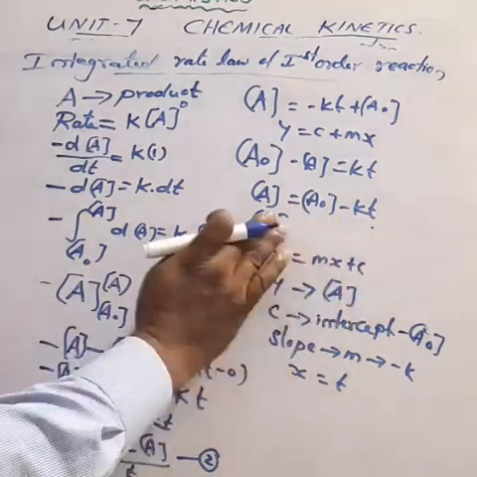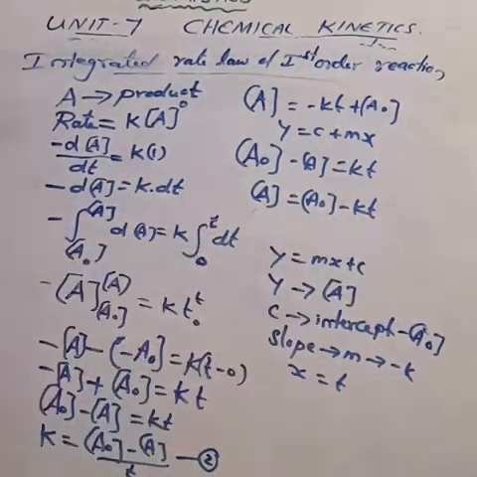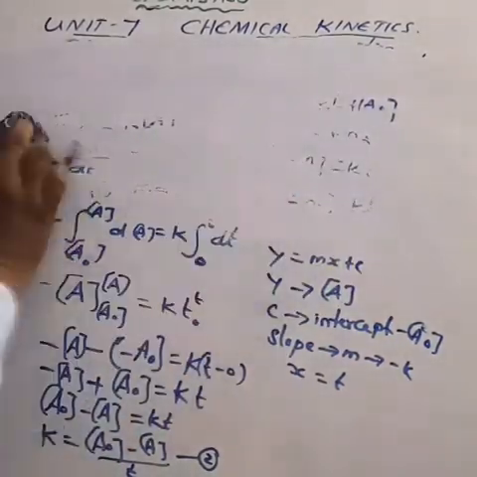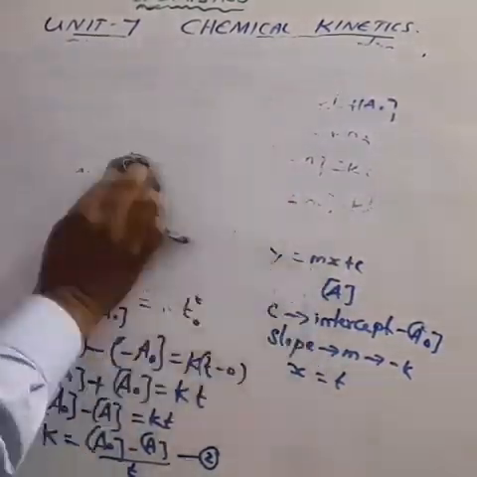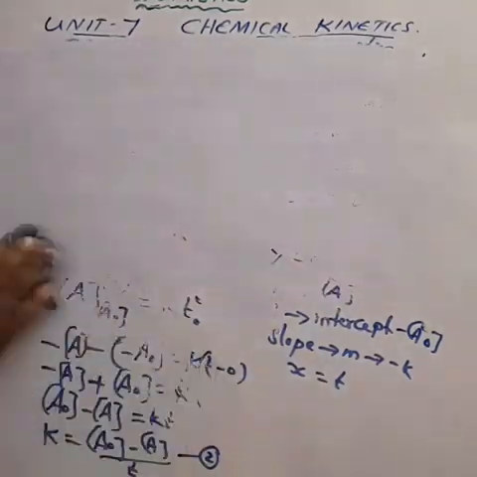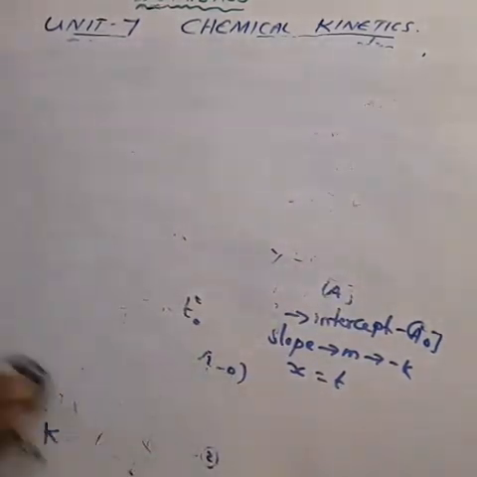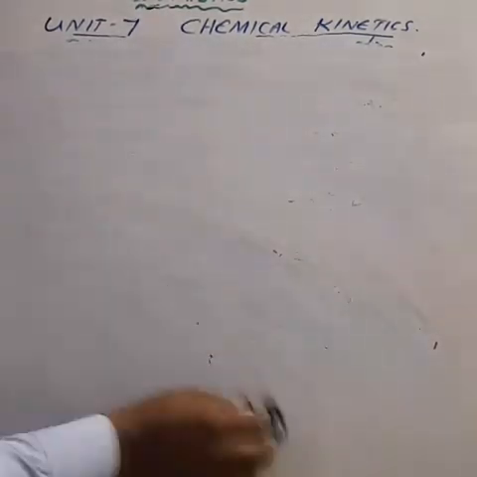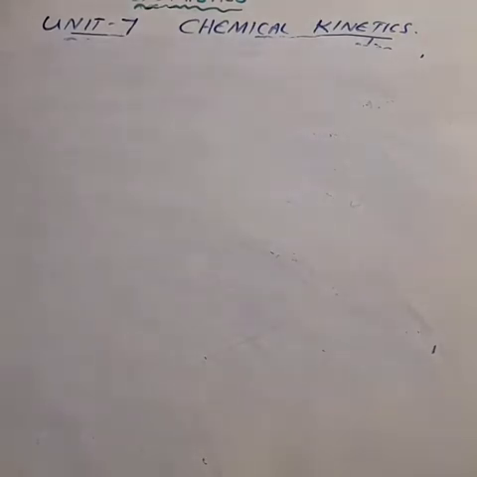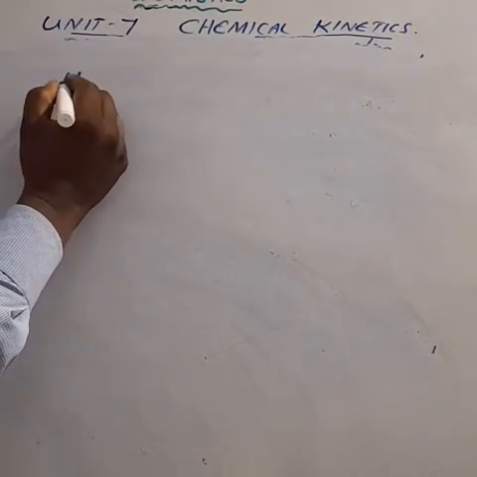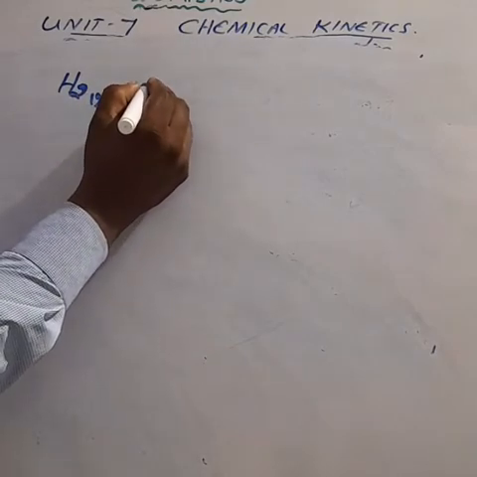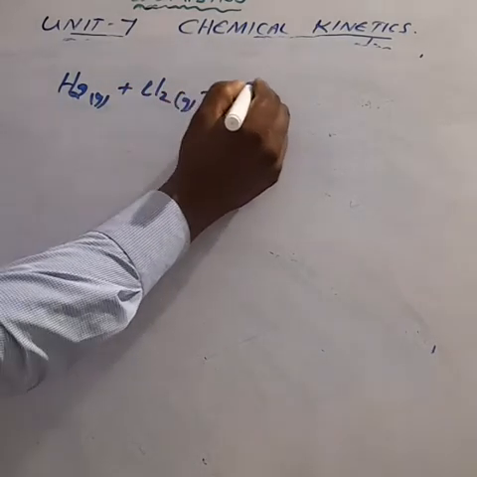Next, one of the 2 mark questions. What are the examples of zero order reaction? That is the photochemical reaction between H2 and Cl2. Photochemical reaction between H2 plus Cl2 gas, in the presence of sunlight, hydrogen combines with chlorine to form 2HCl gaseous.